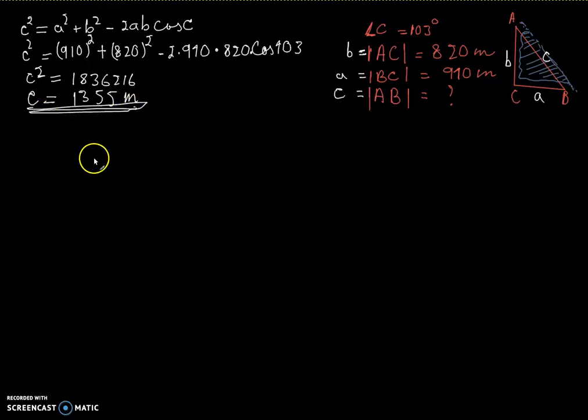So that's basically how you can use the law of cosines to calculate one side of a triangle.